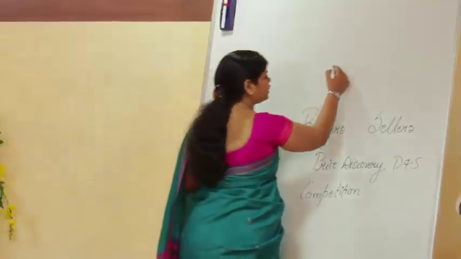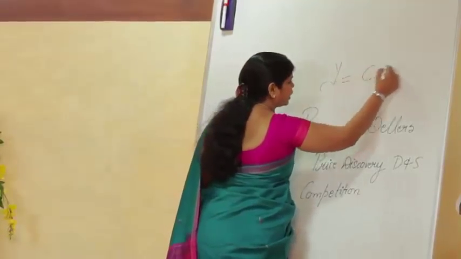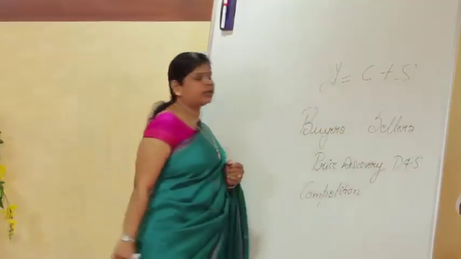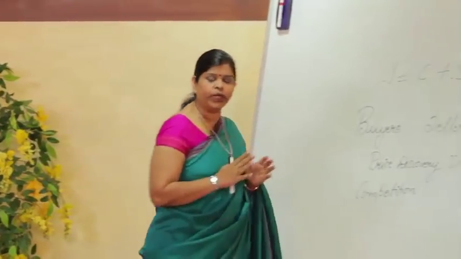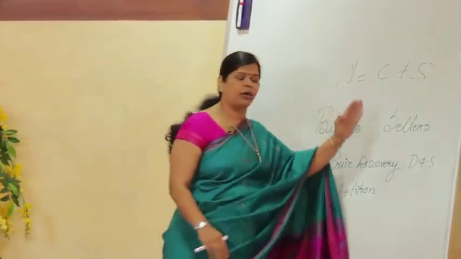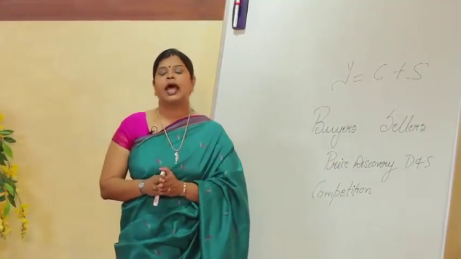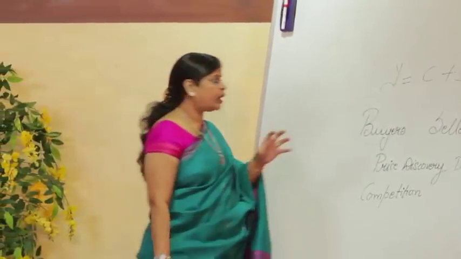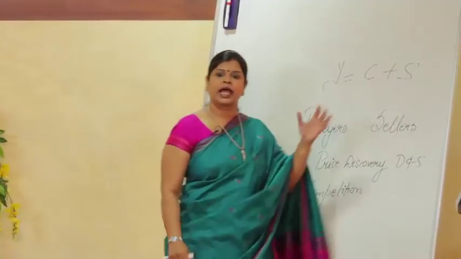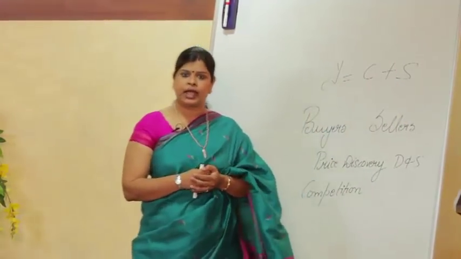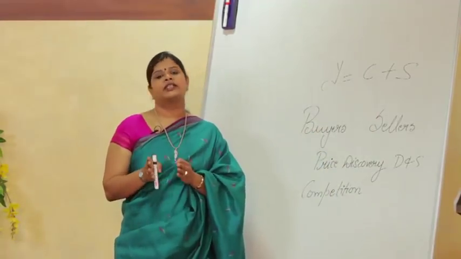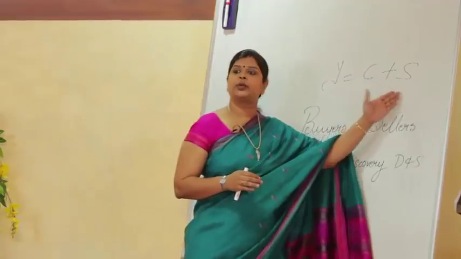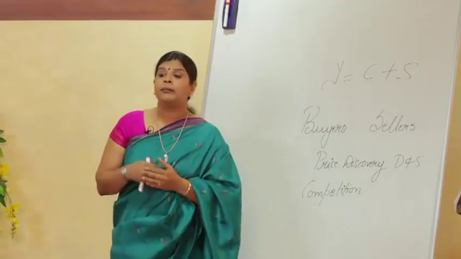Friends, we all know this formula we have studied in economics: Y = C + S. What do you mean by this? It says the total income of an individual comprises two main components, that is consumption and surplus. When I say surplus, there has to be some residual income. After all the consumption that takes place, whatever is left over is my residual income, and that is my surplus, or that is going to make my savings.